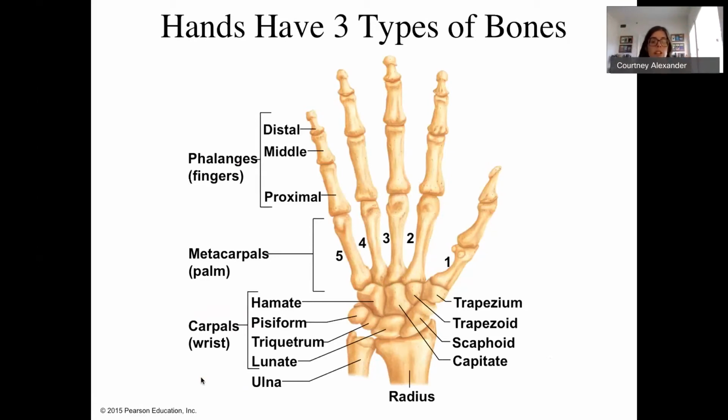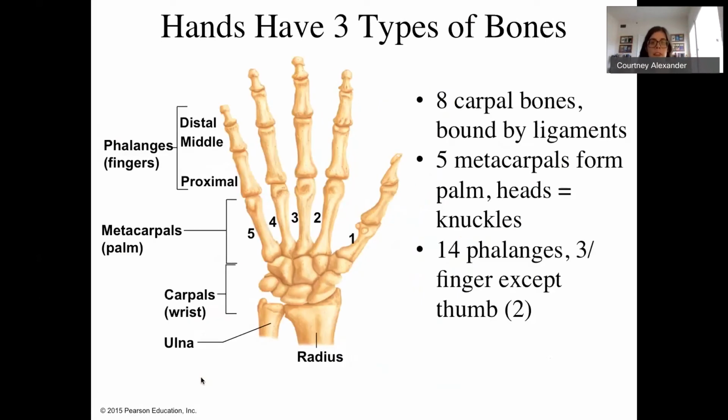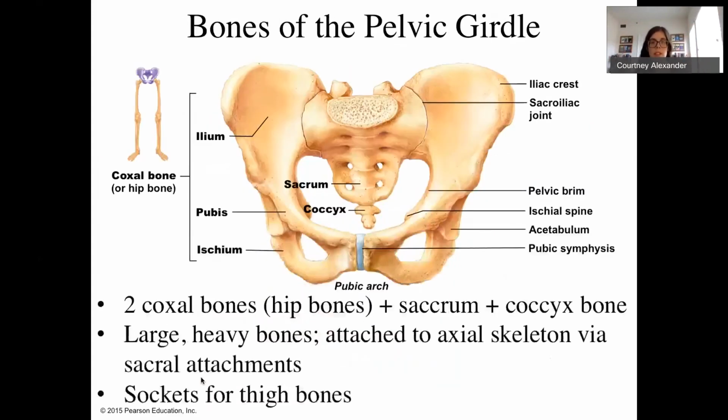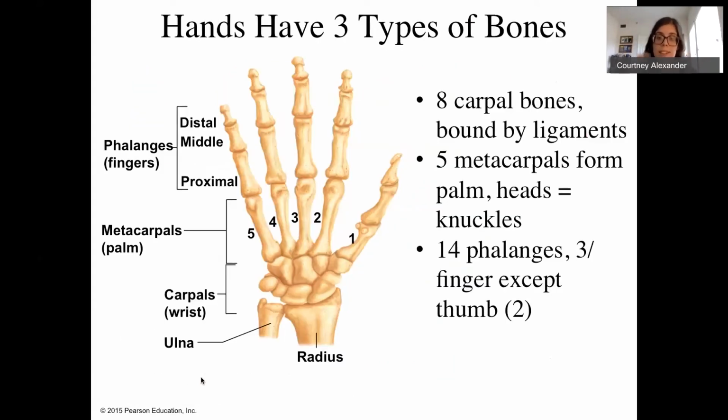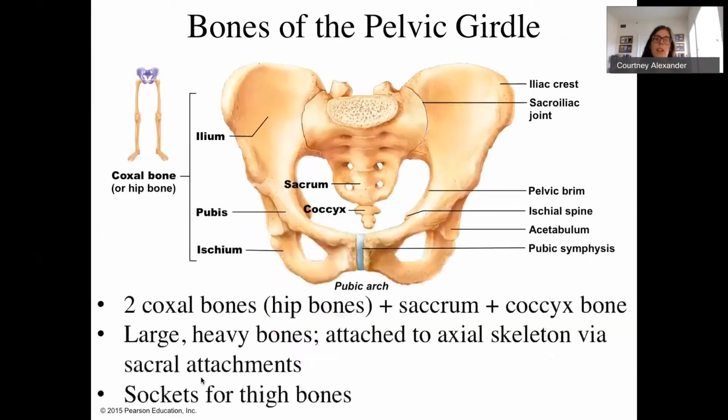The phalanges are named pretty straightforward, as are the metacarpals, but the carpals themselves, this is where things get a little tricky. We have 8 carpal bones bound by ligaments, 5 metacarpals in our palms. Their heads are forming our knuckles, and then 14 phalanges, 3 in each finger and 2 in the thumb. Now, we will in class come back to the carpals because you do have to know the names of your carpal bones. Let's talk about our pelvis.